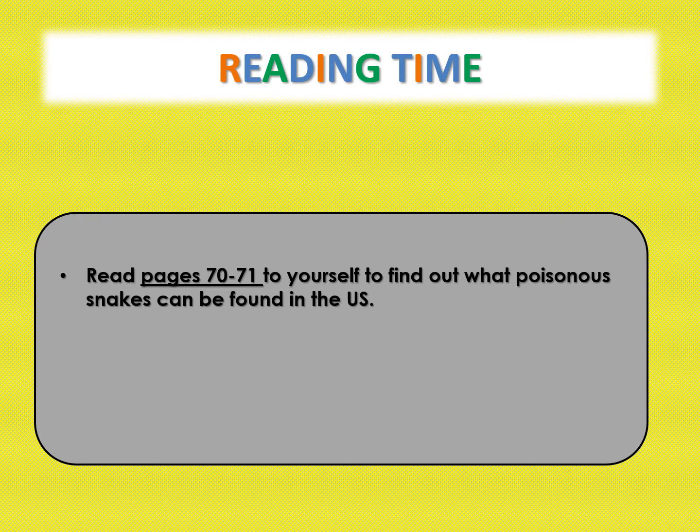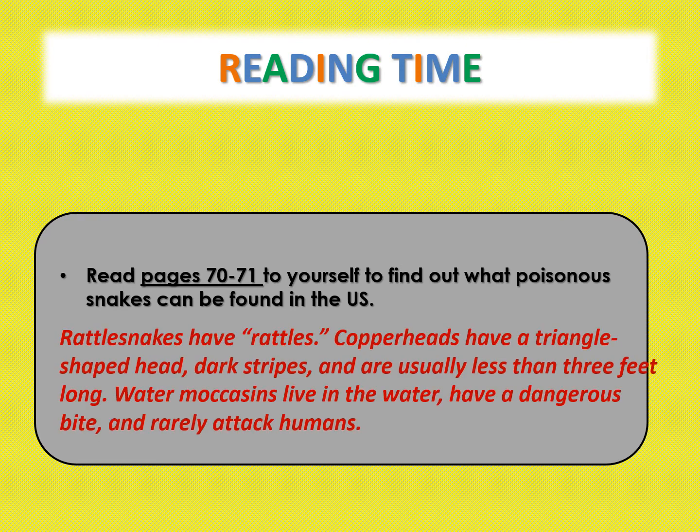So, what did we find out about what poisonous snakes can be found in the U.S.? Yes, rattlesnakes have rattles. Copperheads have triangle-shaped heads, dark stripes, and are usually less than 3 feet long. And water moccasins live in the water and have a dangerous bite, but rarely attack humans. Very good.